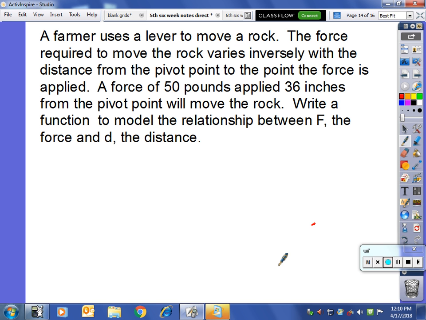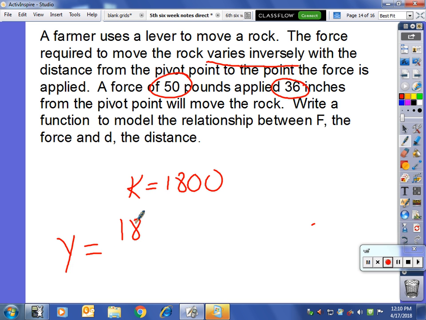How do you know it's inverse variation? It says it. So the answer choices were a bunch of equations. They wanted you to find the equation. It should be super easy for you to find the K value. Use your calculator. What's the K value? 1800. How did she find that? 50 times 36. So then the equation would be y equals 1800 divided by x.